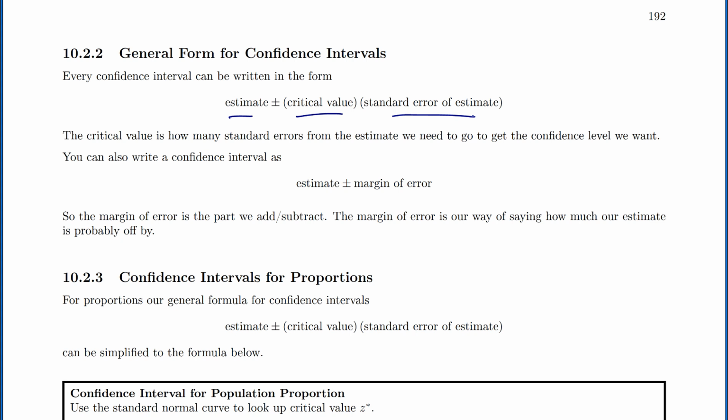You can also write a confidence interval as your estimate plus or minus the margin of error. So the margin of error is this entire part right here. So that's your margin of error. That's the part that you're adding and subtracting. It's our way of saying how much our estimate is probably off by.